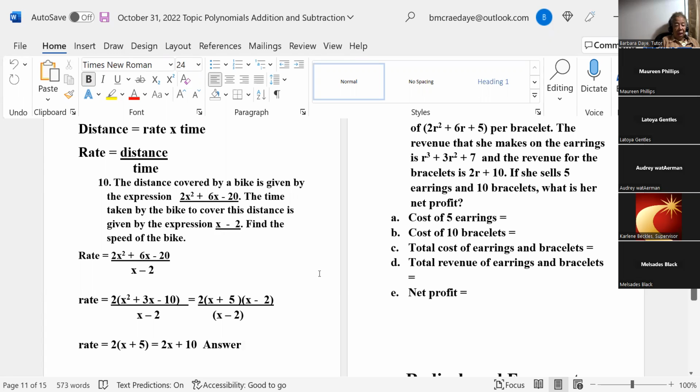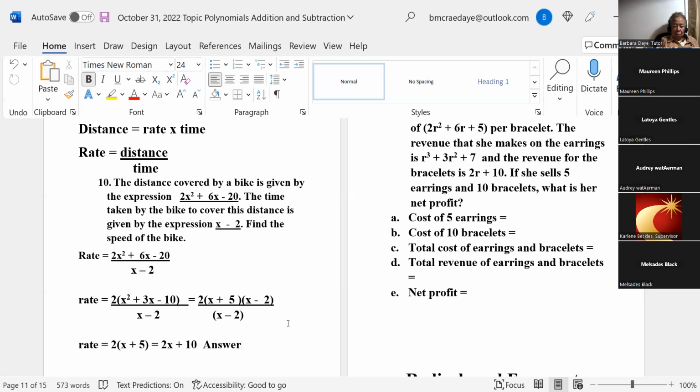Okay. And since x minus 2 is in the numerator, x minus 2 is in the denominator, you just cancel them out, or say they divide to give you 1. So we got 2 times the expression x plus 5. Then multiply 2 times what's in the parentheses. 2 times x is 2x, 2 times 5 is 10. So your rate is 2x plus 10. Okay. Is that clearer, Mercedes? It's a little clearer.